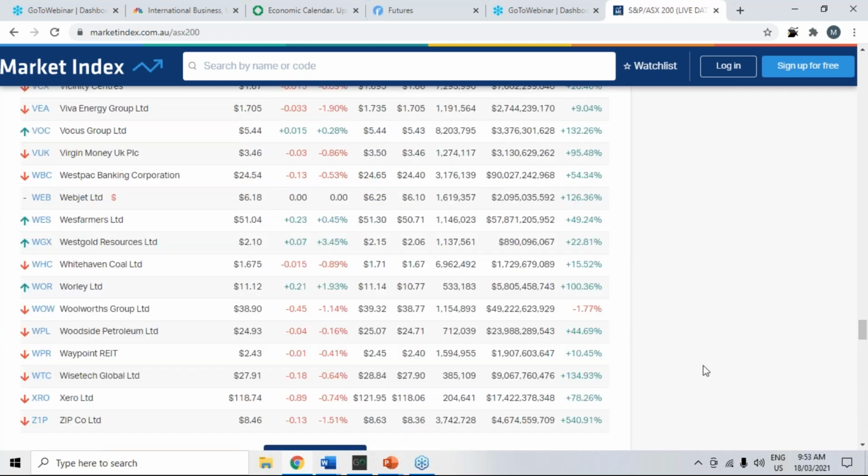So let's see what's doing well. Well, Xero's come off a little bit. So the business stocks are not doing well either. Xero, Zip, Afterpay, all looking a little shaky. There's Westpac down as well.